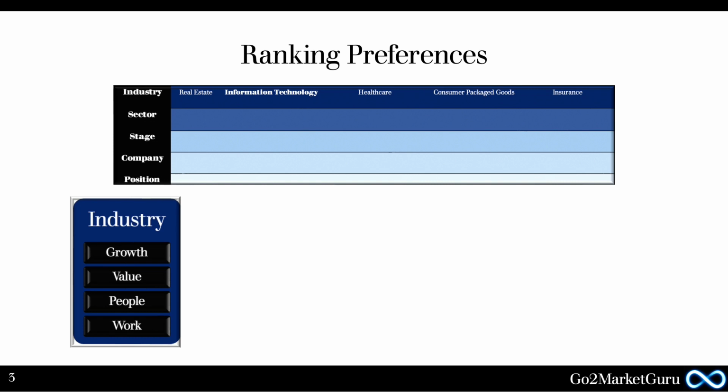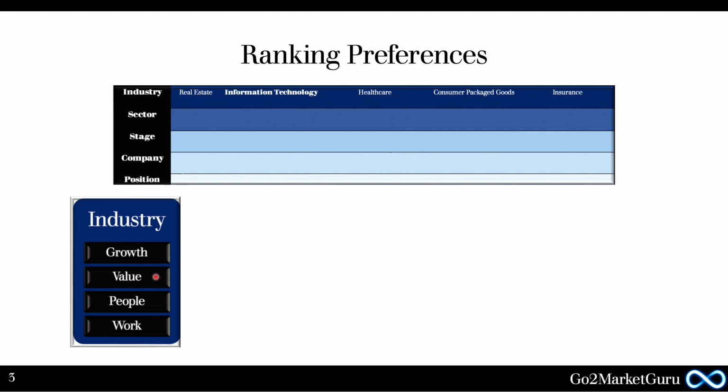So beginning with industry, in this case, as you can see, I'll get the pointer out. We have real estate, information technology, healthcare, consumer packaged goods, insurance. I just listed 5 here. There are more. The focus here, however, is information technology. And when you're looking at the industry, some things you want to be aware of is what's its growth profile? Is this thing growing like crazy? Is it tailing off, or is it a declining industry?